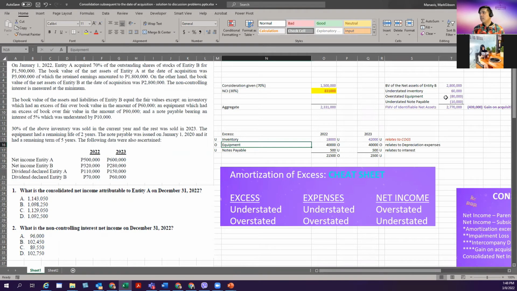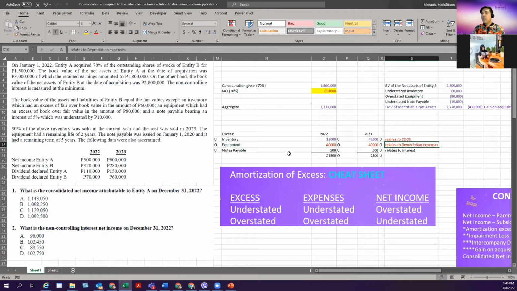Equipment naman, overstated daw. So meron tayong 80,000 na overstatement sa equipment, pero ilan ba yung remaining useful life na lang? 2 years. So 80,000 divided by 2. So 40,000 for 2022, and then 40,000 also for 2023. Ngayon, depende kung ilang years na lang yung remaining useful life para ma-assess natin kung hanggang kailan siya magkakaroon ng impact sa consolidated net income. Okay, kaya lagay ko din siya relates to depreciation expense.